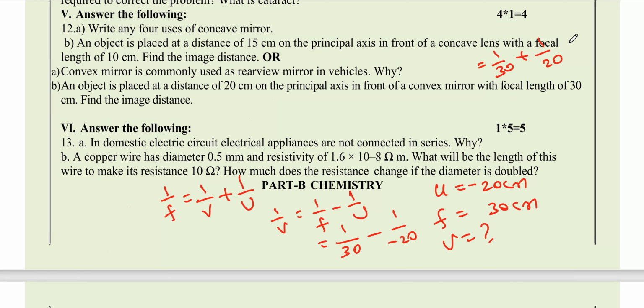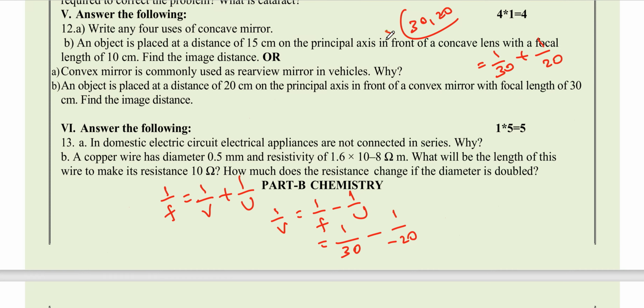For 30 and 20, the LCM: you can take it with 5 tables. 5 6s are 30, 5 4s are 20, 2 3s are 6, 2 2s are 4, 2 1s are 2. So 5 into 2 is 10, 10 into 2 is 20, 20 into 3 is 60. LCM is 60.